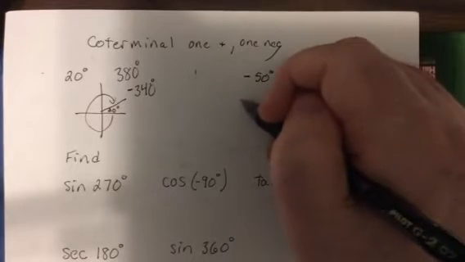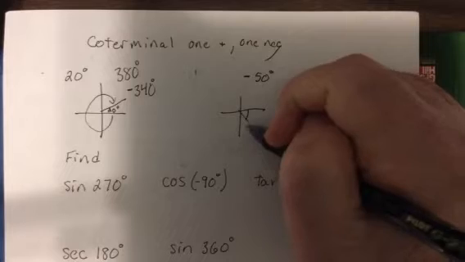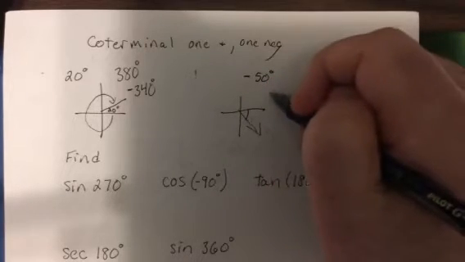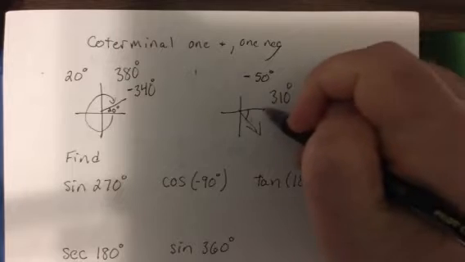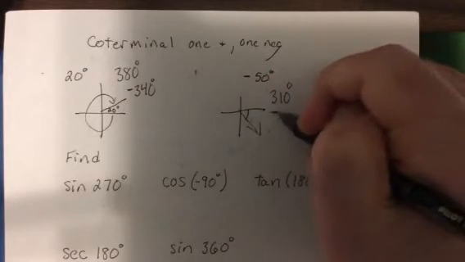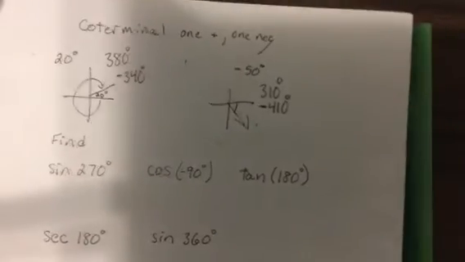This one, negative 50. So that's 310 short of the circle. And negative 360 and negative 50 would be negative 410. So that shouldn't be too bad, I hope.